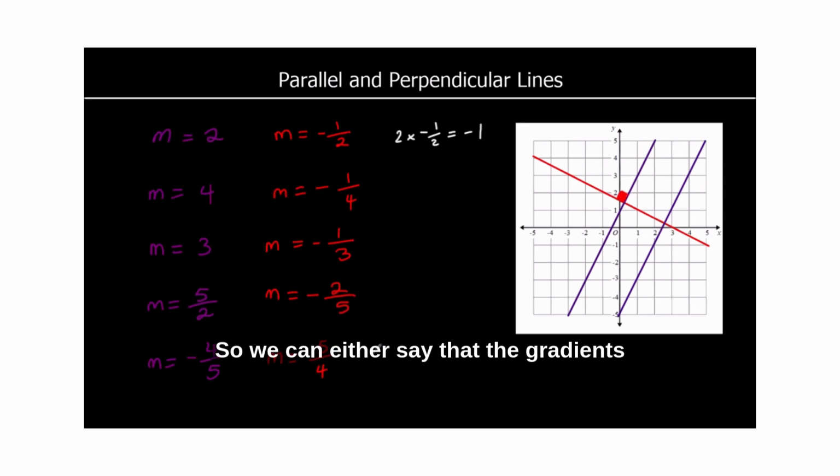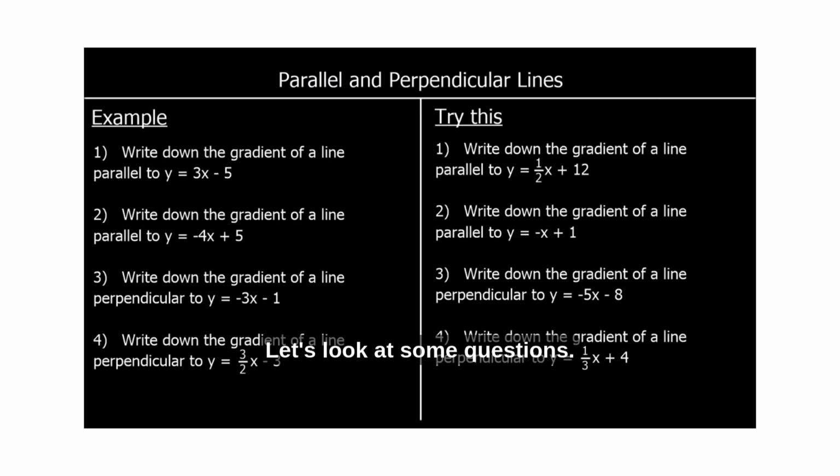So we can either say that the gradients of two perpendicular lines multiply to make -1, or that one of them is the negative reciprocal of the other one. Let's look at some questions.